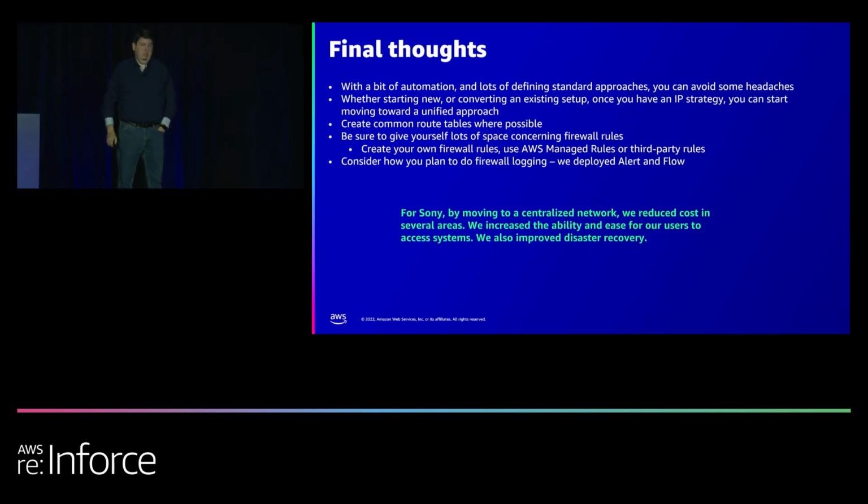Some final thoughts. I'm a strong believer in automation. If you can automate it, it's always the best thing. I have a policy with my team that if I have to do something more than twice, I want somebody to work on figuring out how we're going to automate that process. Whether you're starting new or whether you're converting over existing accounts, think about your IP strategy. You will struggle the most with that, particularly if you have an existing system, but it is really the biggest building block that I can recommend.